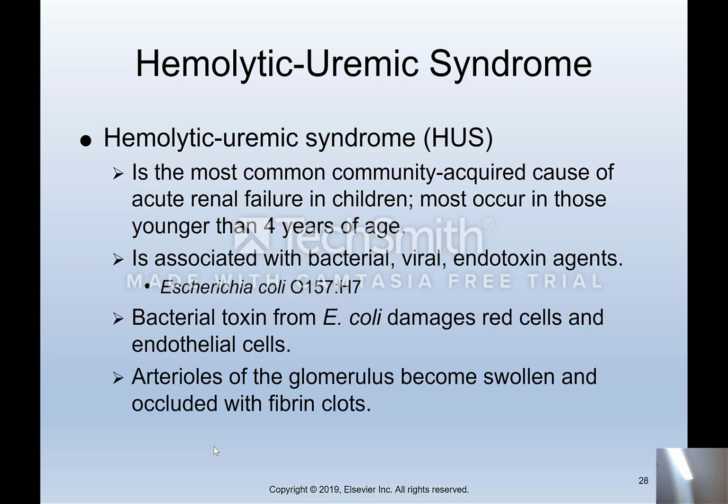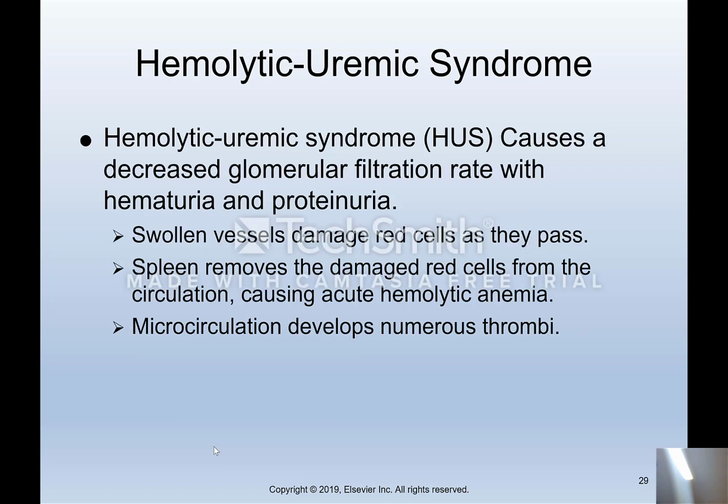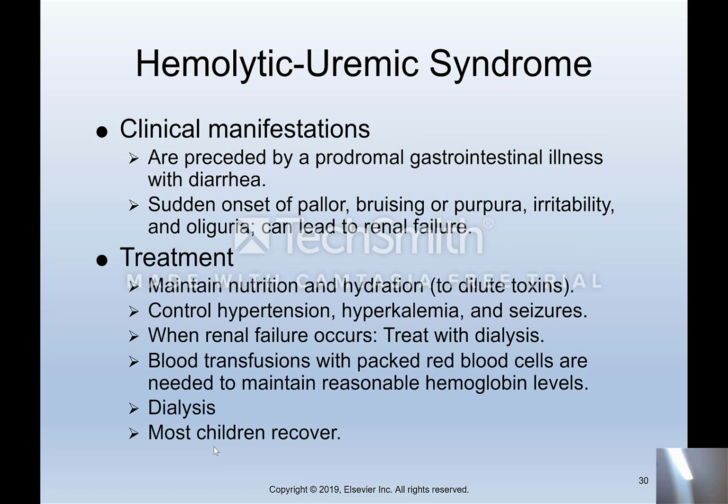Arterioles of the glomeruli become swollen and occluded with fibrin. So this disease, HUS, decreases the glomerular filtration rate. Swollen vessels cause damage to red cells as they pass. The spleen removes the damaged red cells from the circulation, and the microcirculation develops numerous thrombi.